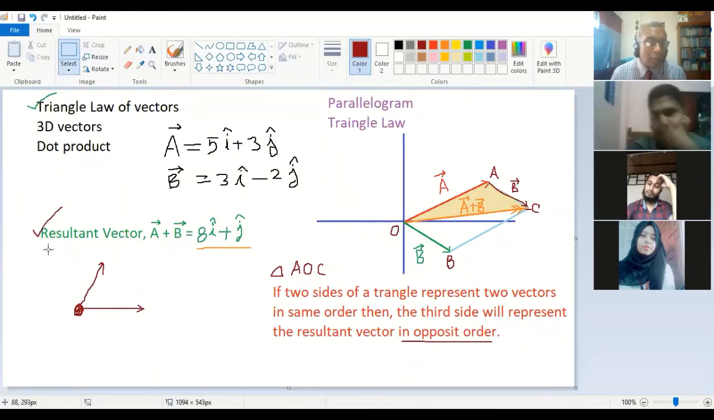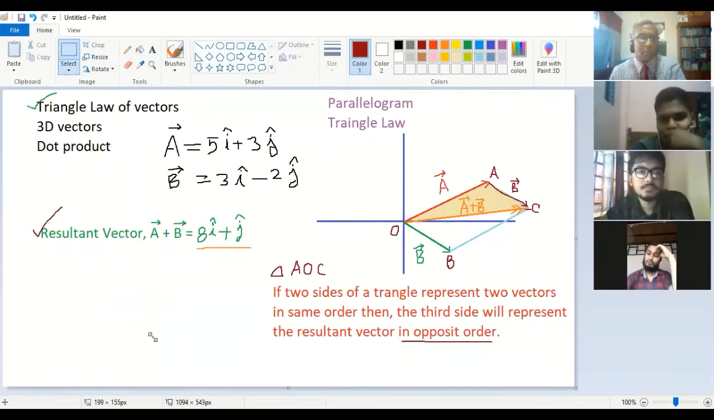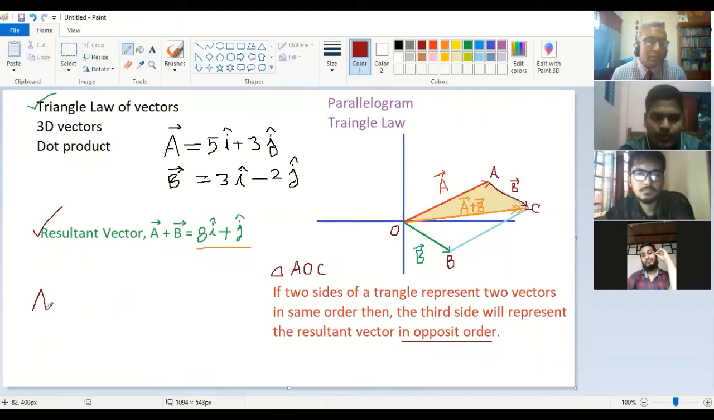Yes, sir. It's clear. Okay. Now let me ask you, what will happen if I say A minus B? If I want to find out A minus B, then what is the result? So what does that mean?